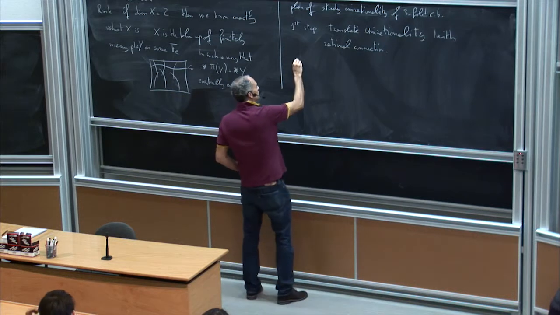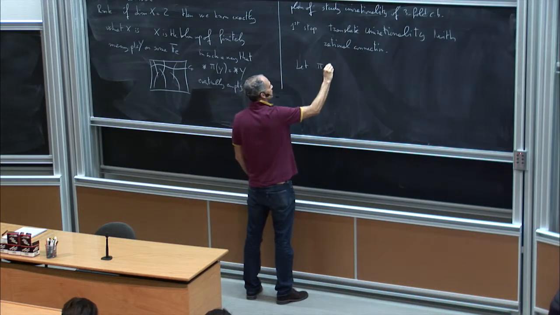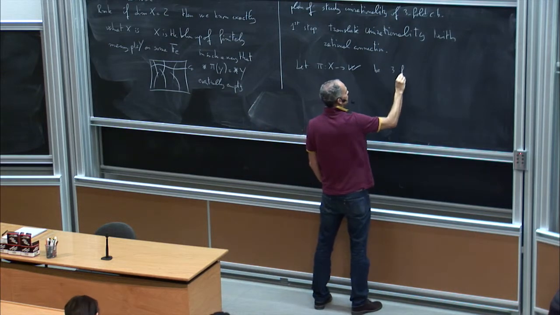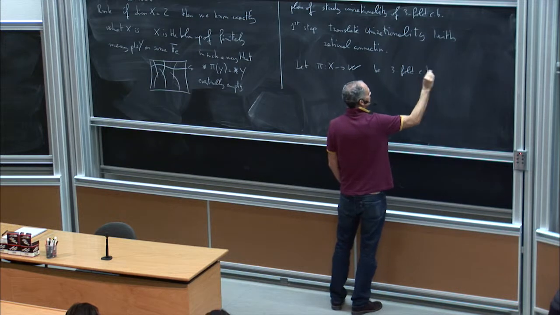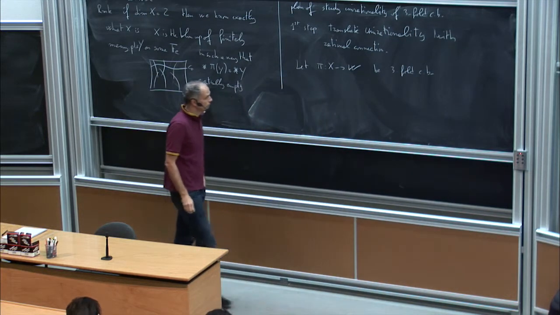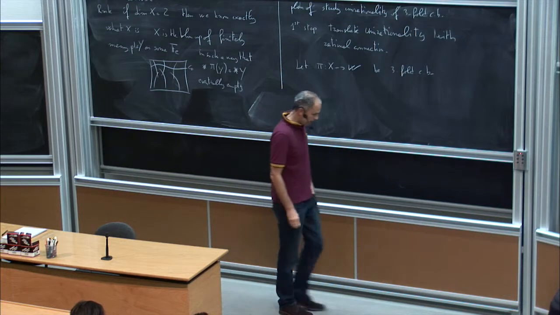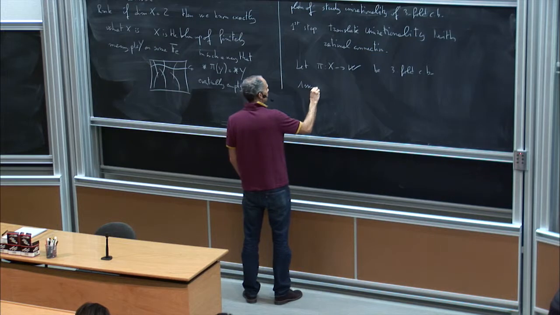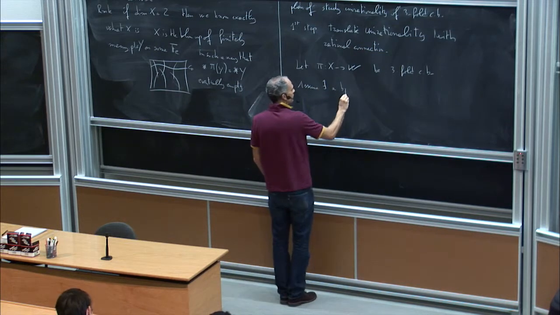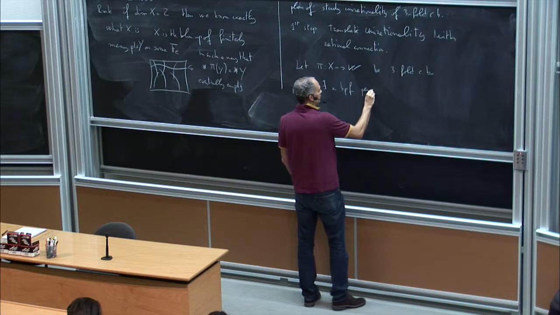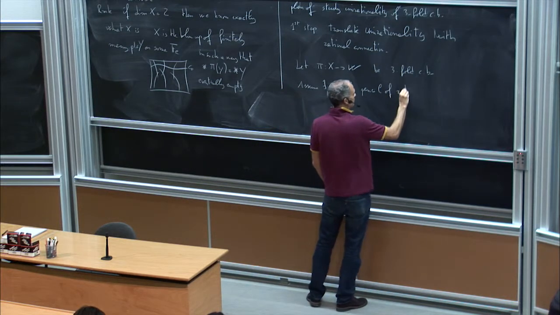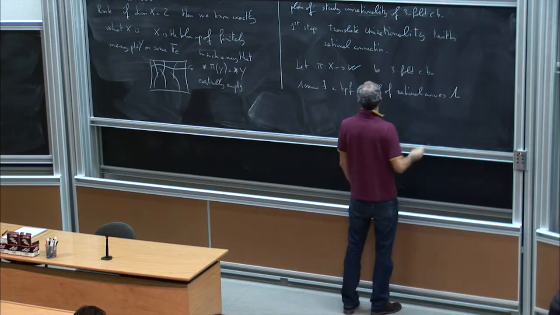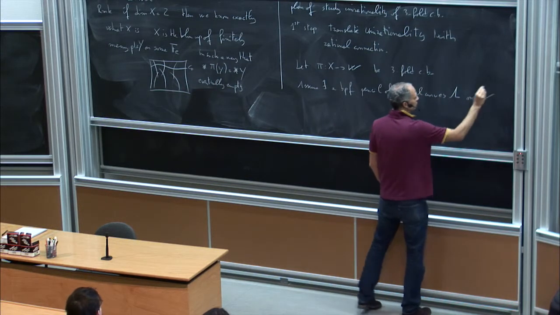Okay, so let pi from X to W be a threefold conic bundle. Okay, and assume there exists a base point free pencil of rational curves, let me call it lambda, on W.